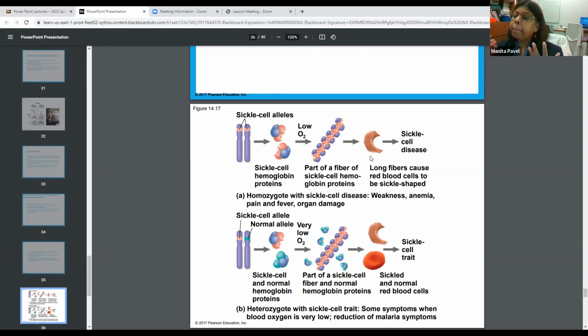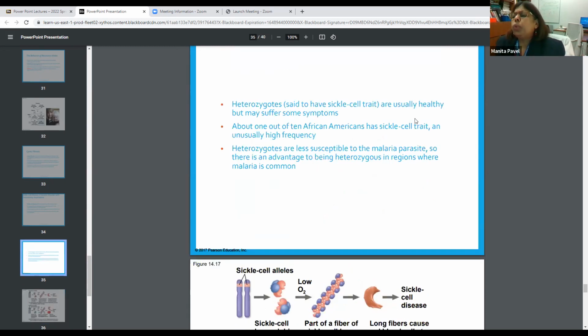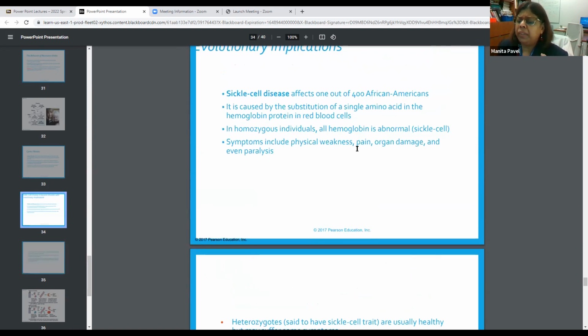But what are the symptoms of these individuals? They go through excruciating pain, fever, weakness, organ damage. Very often they have to go through blood transfusion. And sometimes they even suffer from paralysis.